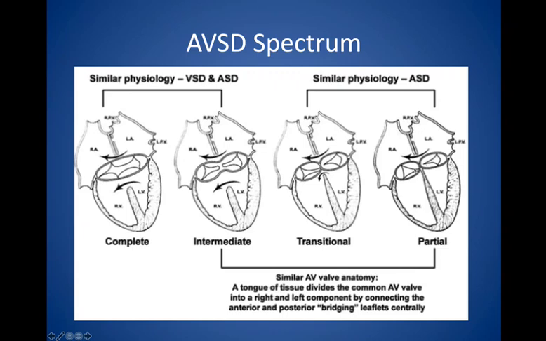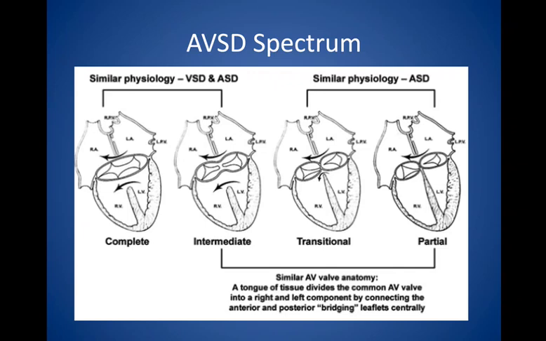The key difference here between an isolated ASD and a partial AV canal, things to look at on an echo: you would see the mitral and tricuspid valves at the same level, and the anterior mitral cleft would be a key distinction when you look at isolated ASDs versus a partial AV canal.